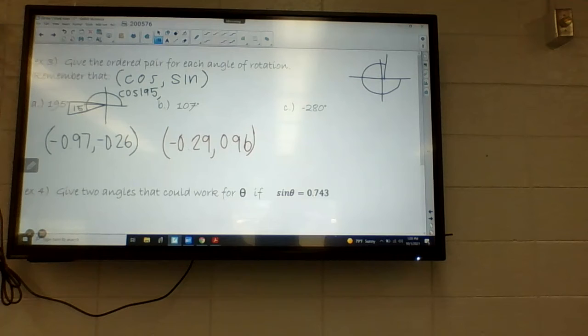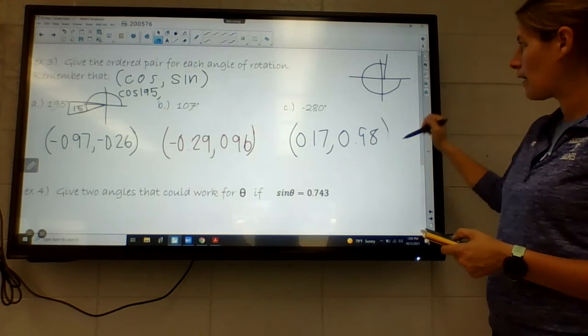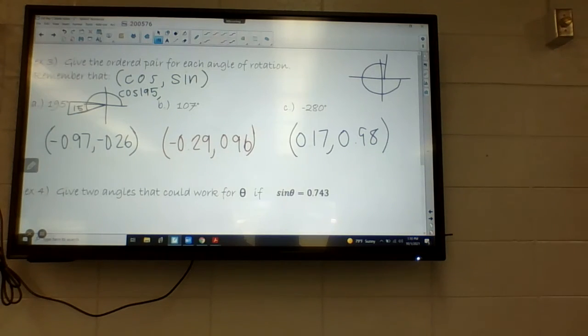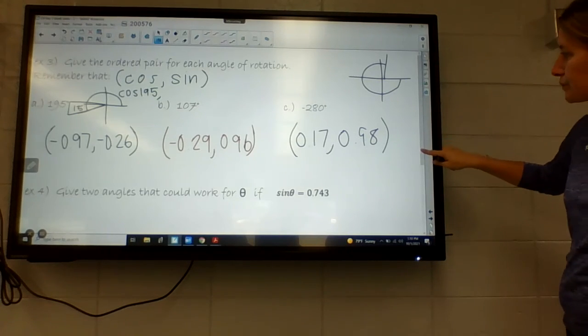So 0.17, and again, my adjacent's a really short little side there. And my cosine, or my sine, is a lot longer because it's a really tall, skinny triangle. All right, those ones aren't so bad, I don't think.